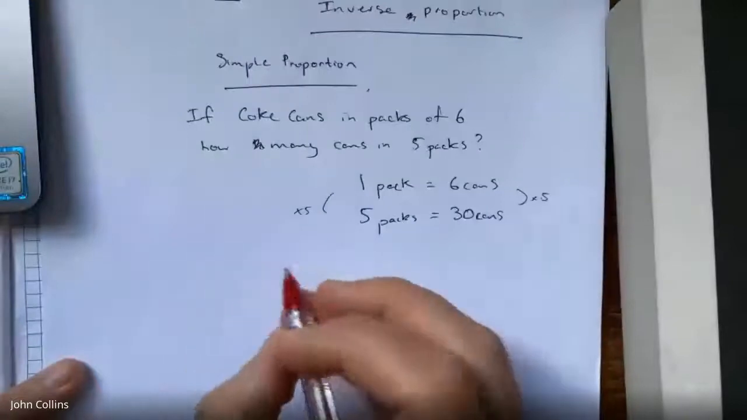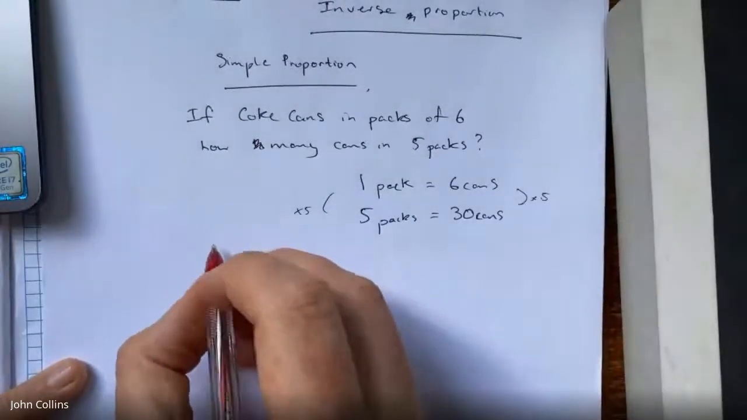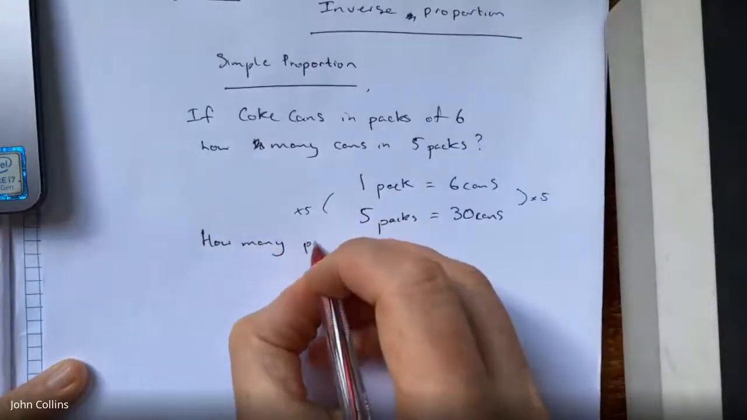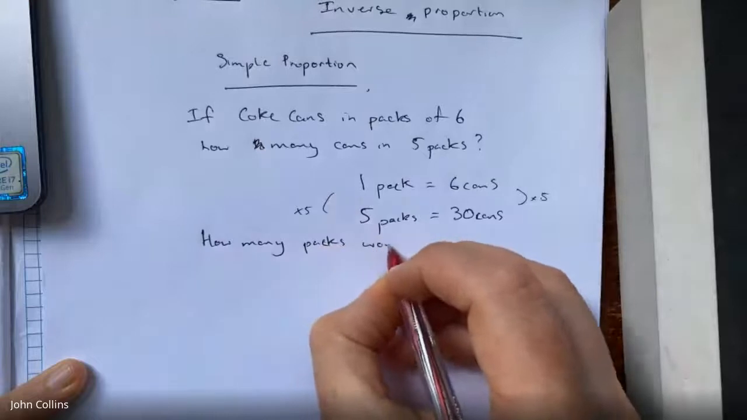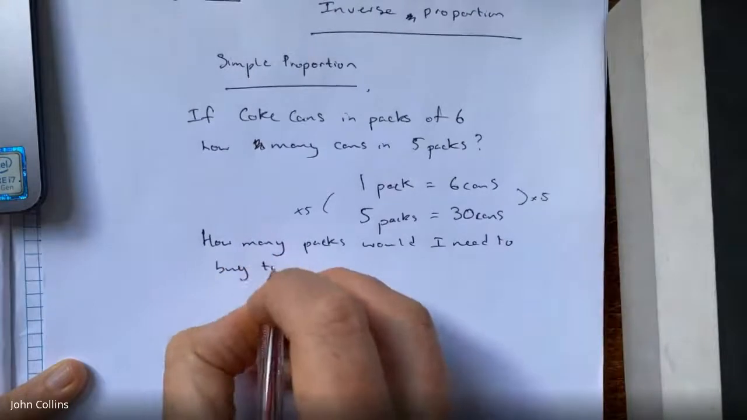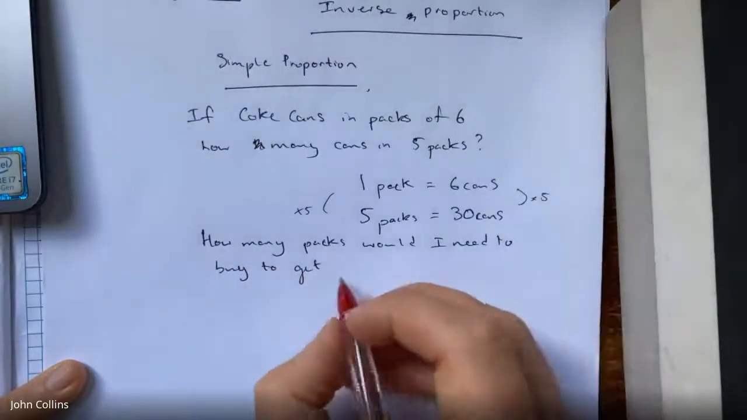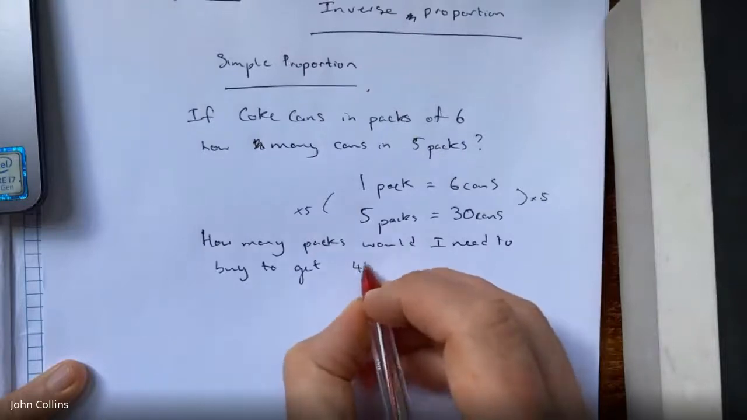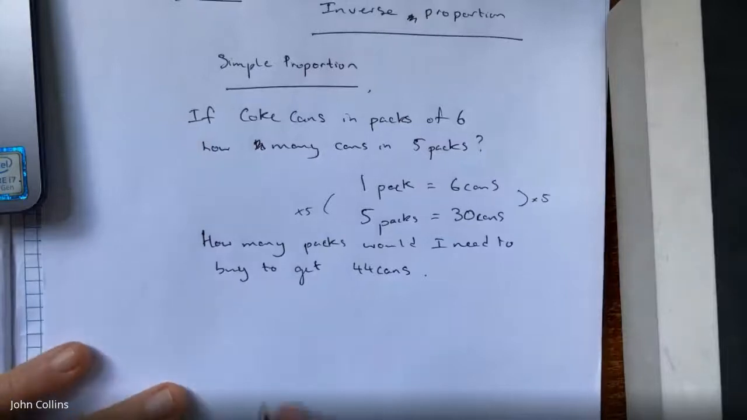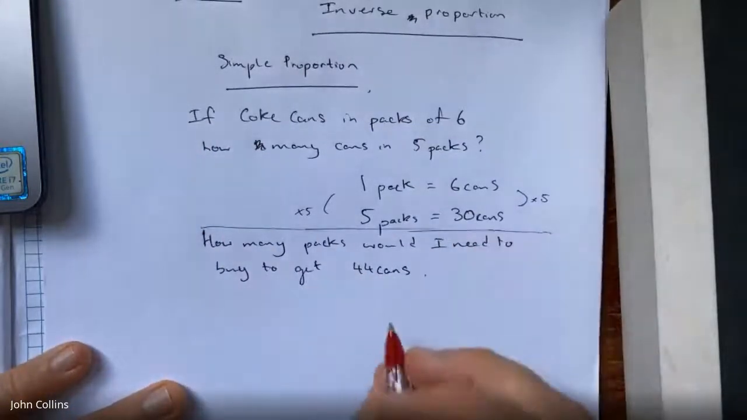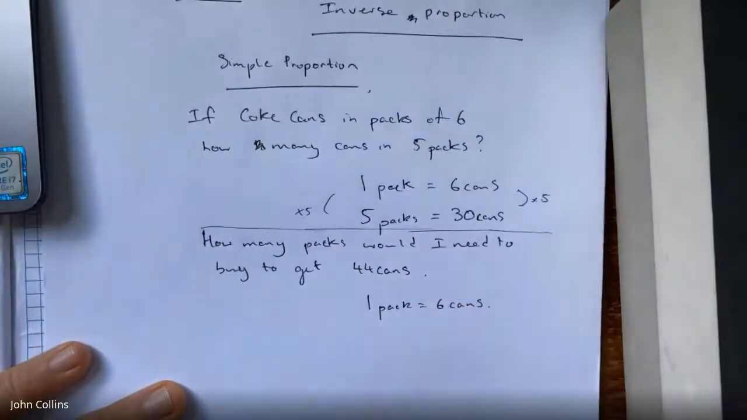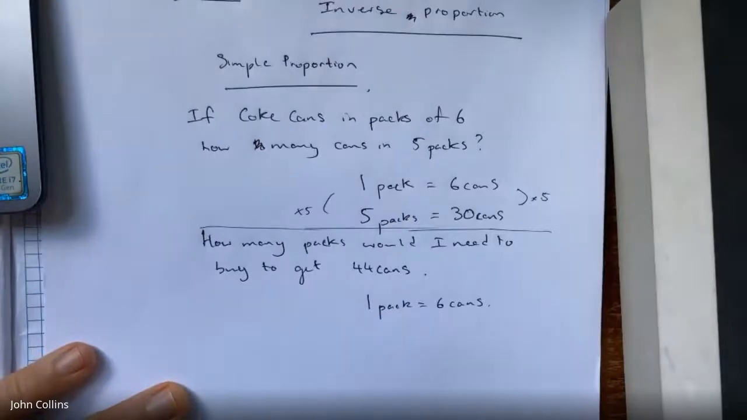Now, you could be asked a follow-up question then. How many packs would I need to buy to get, let's say I want 44 cans. And I need 44 cans. So how many packs would I need to buy to get that? Well, I know that 1 pack has 6 cans. So 44 cans then.